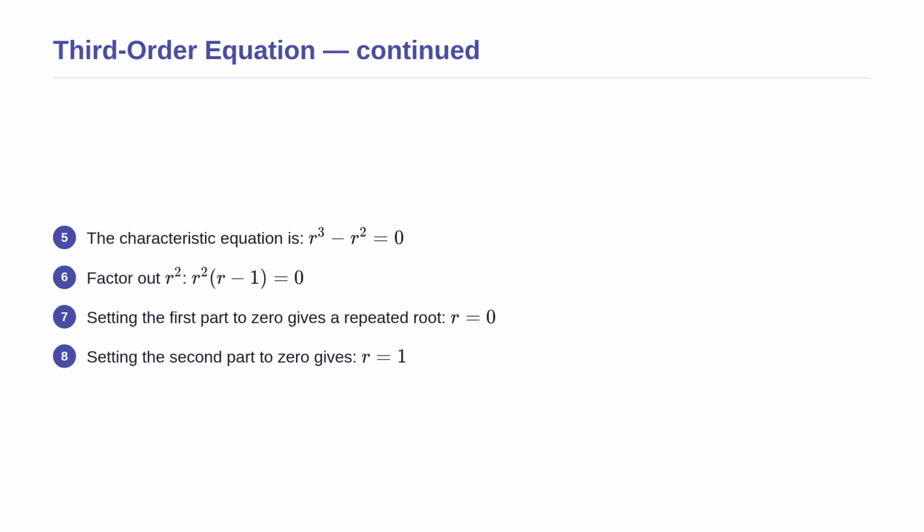Setting the first part to 0 gives r equals 0. Because it is squared, this root happens twice. It is a repeated root. Setting the second part to 0 gives our third root, r equals 1.